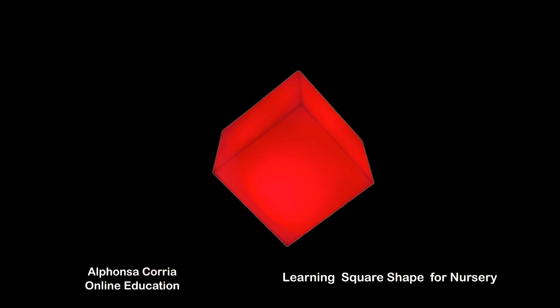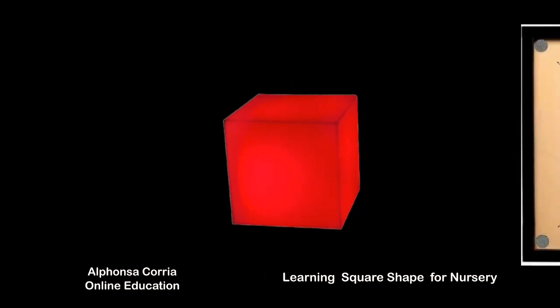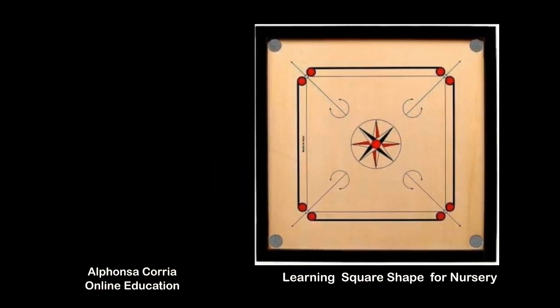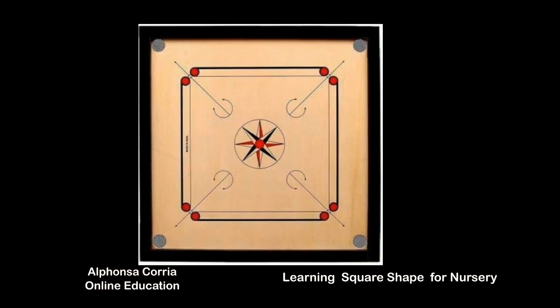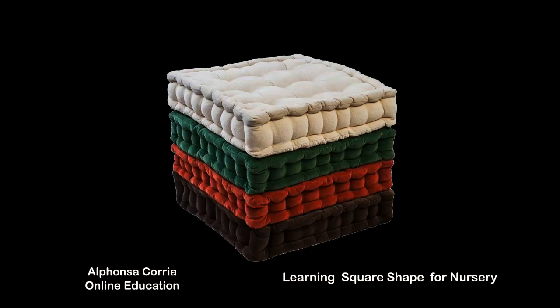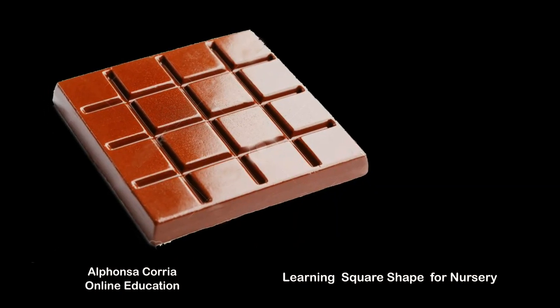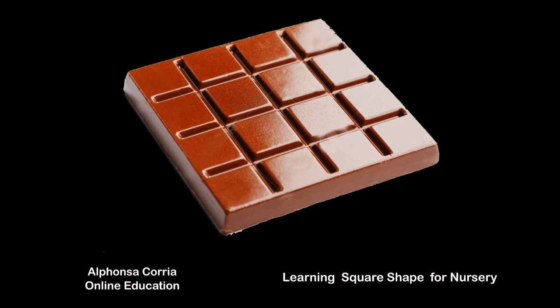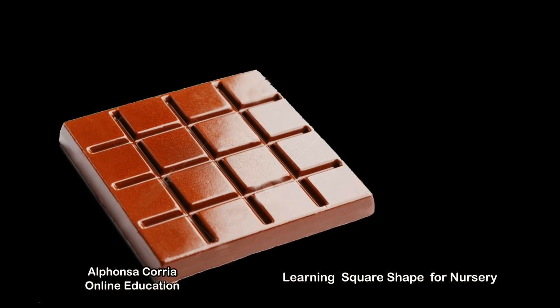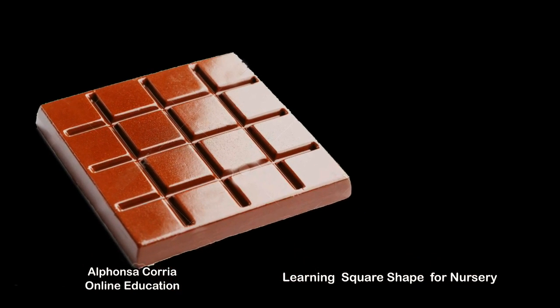Children, I will show you some more objects which are square in shape. Let's see. This is a carom board, which is in square shape. It has four corners and it has four sides. This is a cushion, which is square in shape. Now, this is a chocolate, yummy chocolate, which is square in shape and all sides are equal.